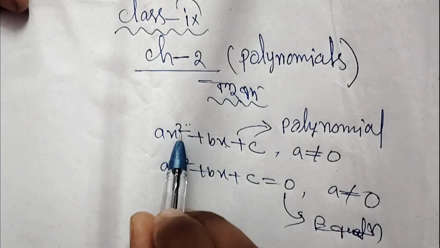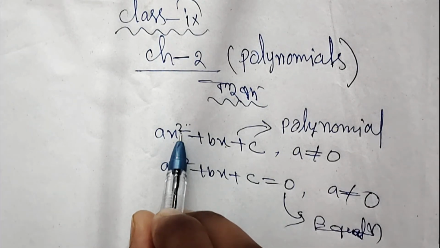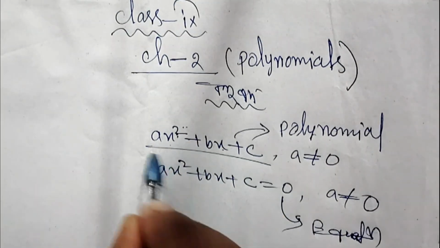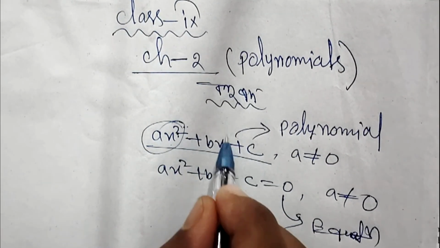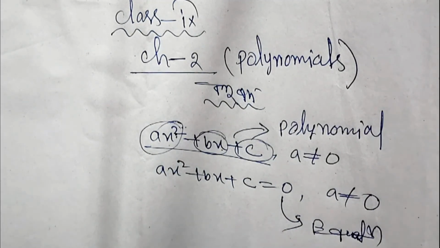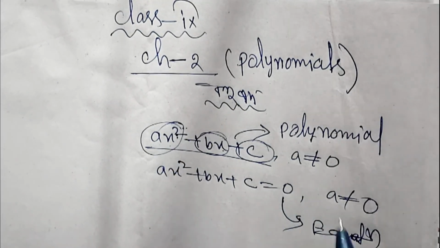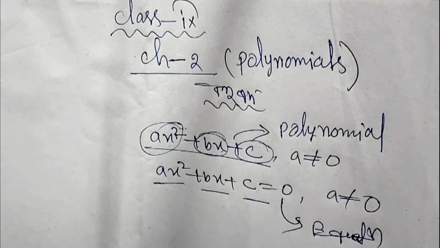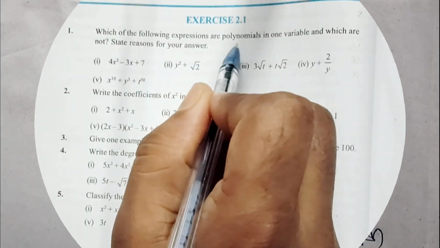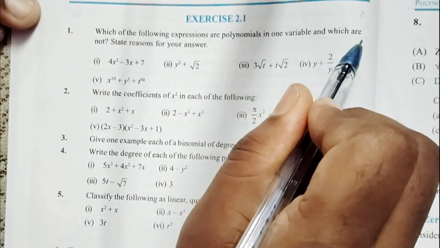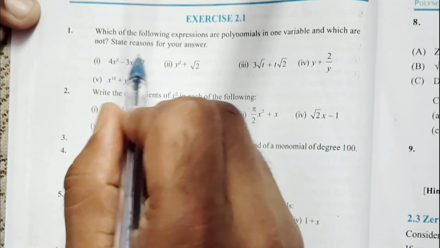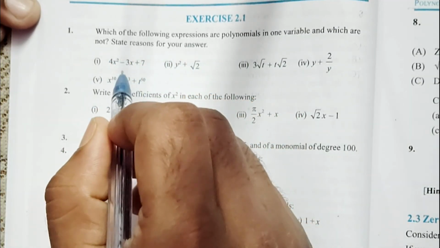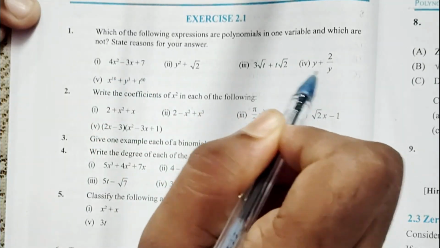In English, this one is degree or power, you say as you wish. And in this line, how many terms? 3 terms: 1, 2, 3. So it is a 3-term polynomial, and this equation also has the same 3 terms. Okay, let's start. Which of the following expressions are polynomials in one variable and which are not? State reason for your answer.